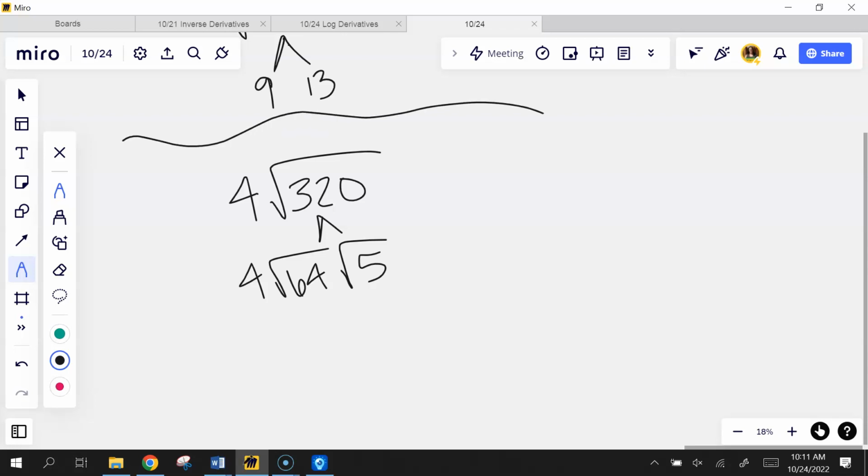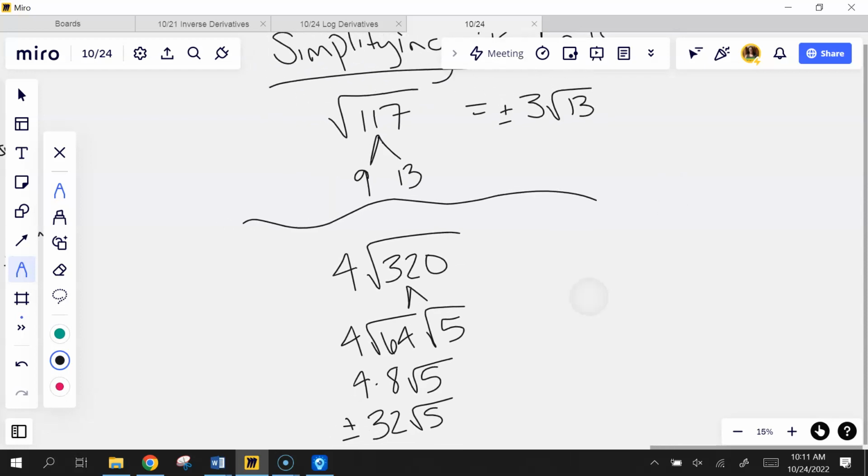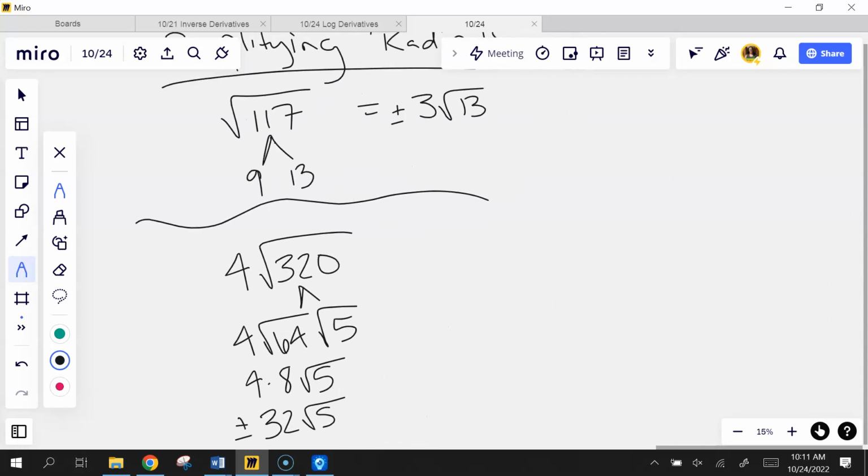This is another example. Which is, of course, 32 square root of 5. And I'm going to throw the plus or minus because it is a square root, right? I realized it after. All right. This is old, right? That's what we've done. Now we're going to do it with other roots, okay?